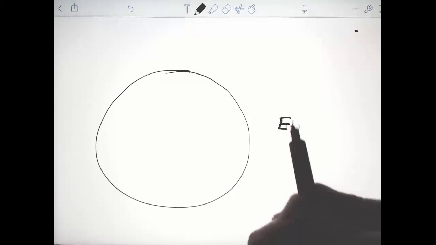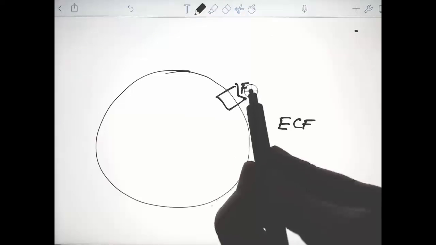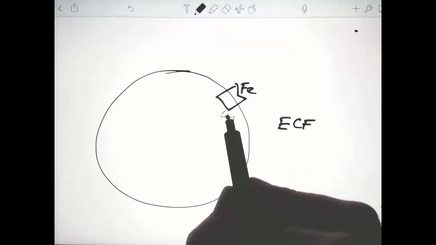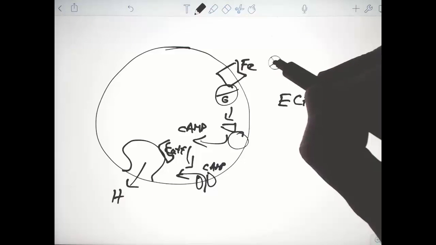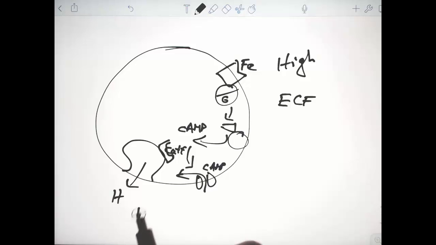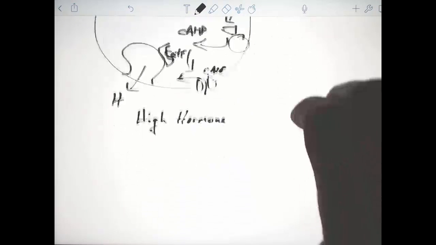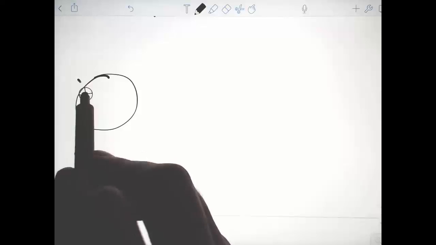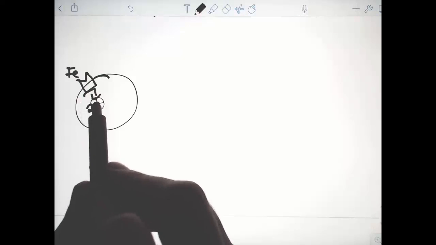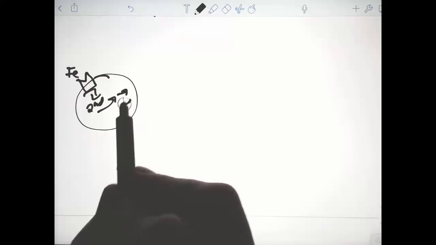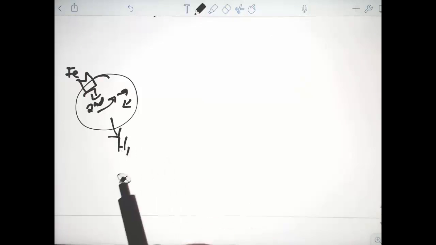So we're going to go back to the beginning. Here's a cell, extracellular fluid, and we'll invent a receptor for iron and result in release of the hormone. The amount of hormone in this case is indicating how much iron we've got. So now let's try and connect these two. So we have a cell that binds iron, we get a second messenger cascade that leads to a series of events that result in hormone release.